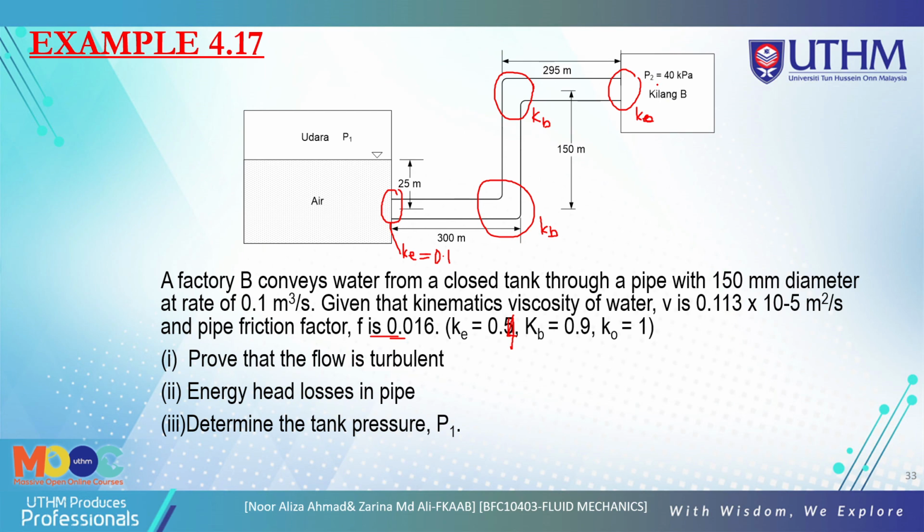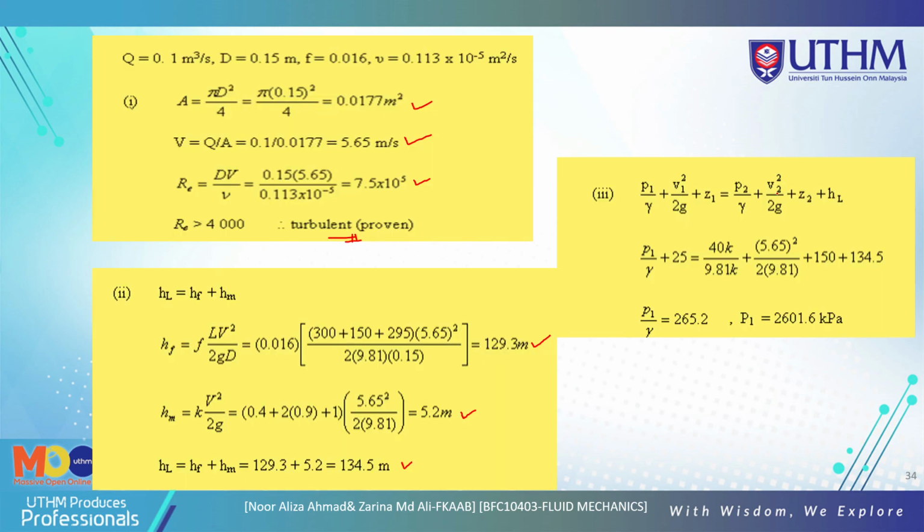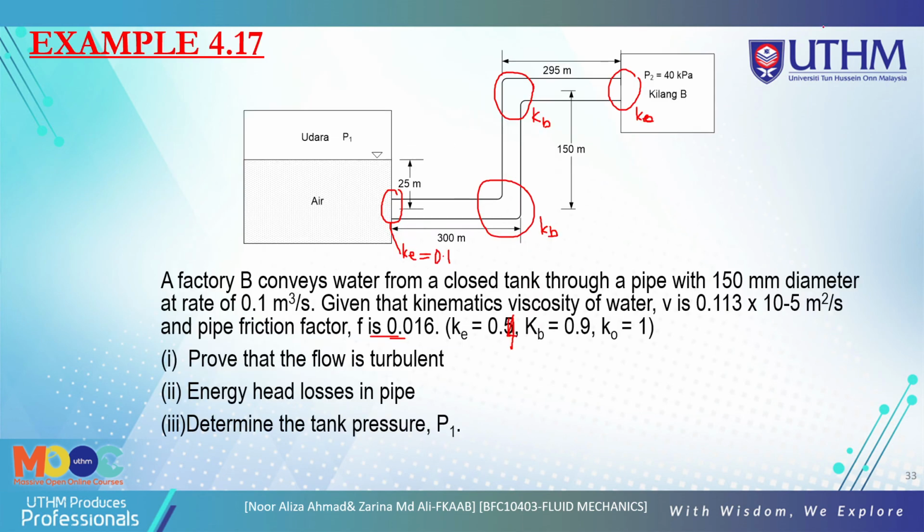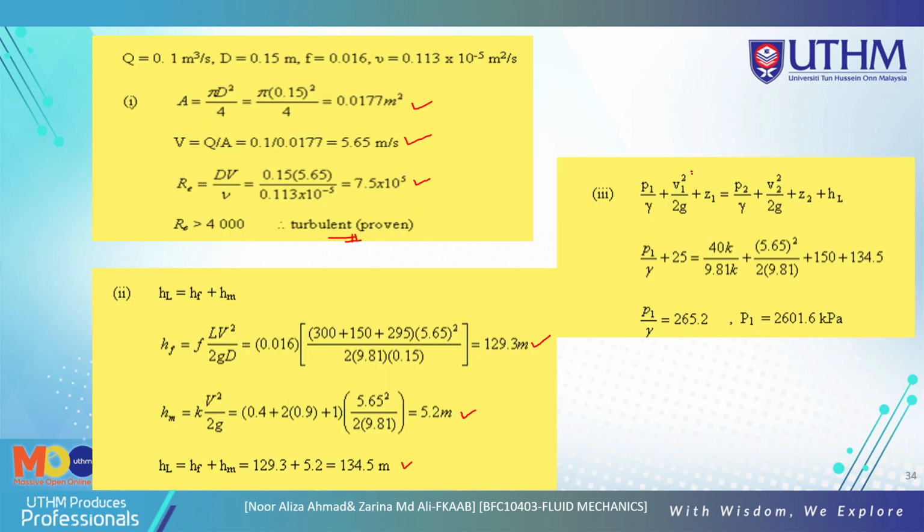The pressure 2 is given as 40 kilopascal. So the pressure 2, this is 0. So we only have the pressure here and the Z1, 25, and the pressure 2 here and V2 squared here and the Z2 here and the H_L. So until you get the value of the pressure, it is this value.